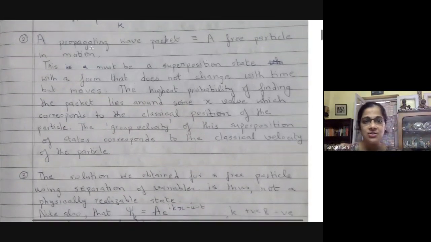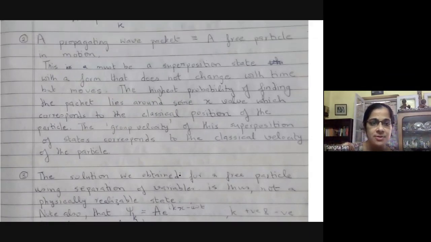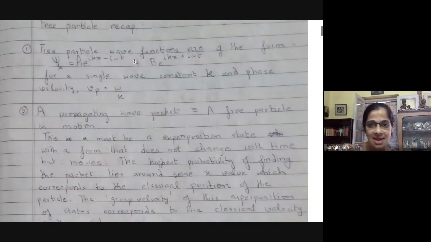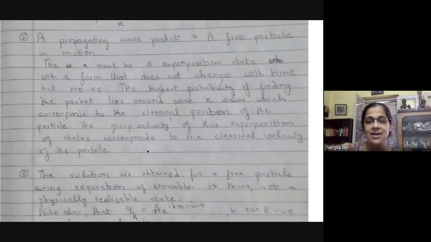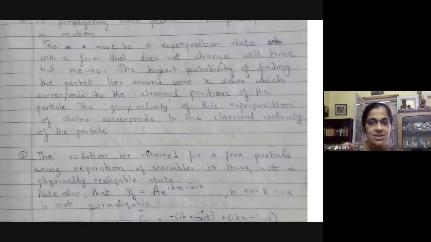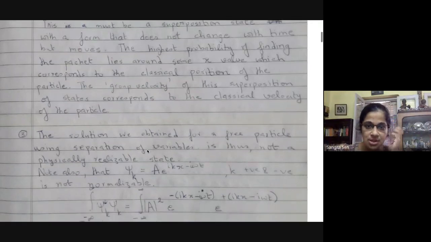So if you construct a propagating wave packet by using the superposition principle, using these states as a basis, you get a particle. And if you find the average value of the velocity, that is the group velocity of this wave packet, then this turns out to be the classical velocity. This wave function also can be normalized. So we will look at that a little bit in the next few points.